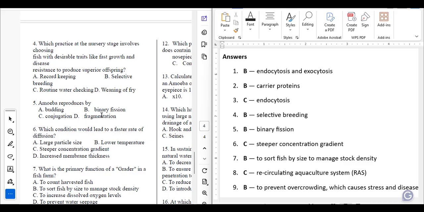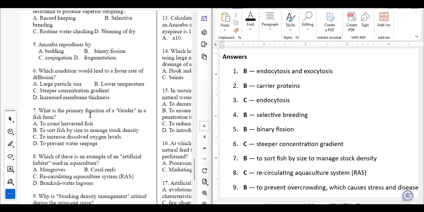Then the next one, number 4. Which practice in the nursery stage involves choosing fish with desirable traits like fast growth and disease resistance to produce superior offspring? With this you are choosing, so definitely it has to be selective breeding. So that is B. Number 5, amoeba reproduces by budding, binary fission, conjugation, fragmentation. Usually it reproduces by asexual means, and that is binary fission. That is option B.